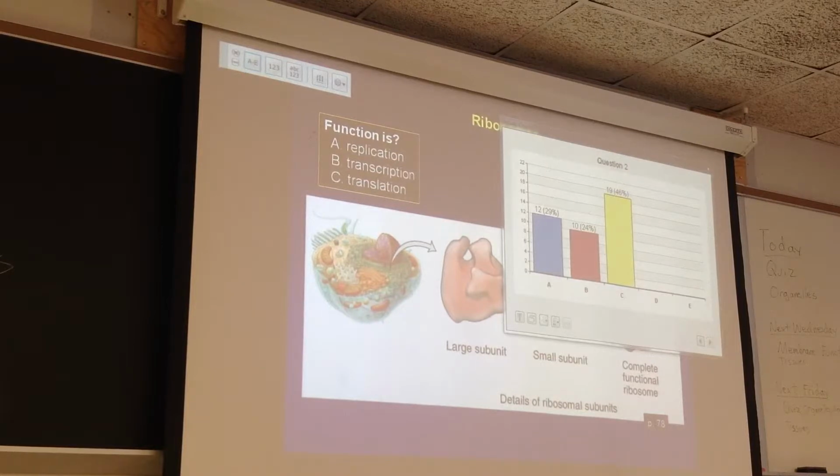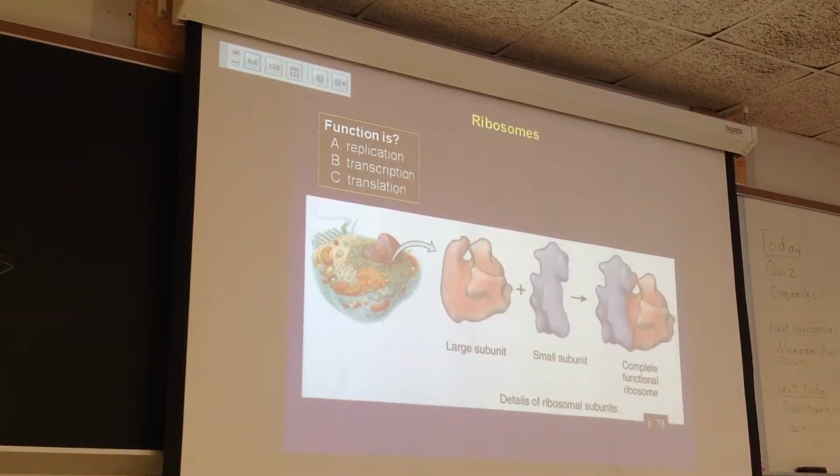C is the correct answer, but you should have had a little higher percent going on there. Remember, translation is a process by which information from RNA is used to make proteins. So in this case, translation is what occurs at ribosomes.